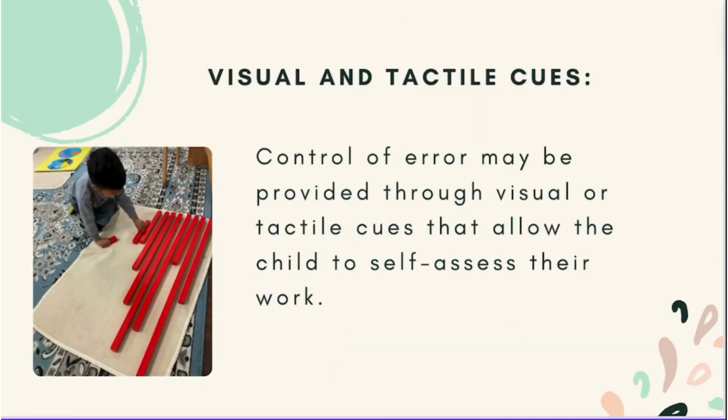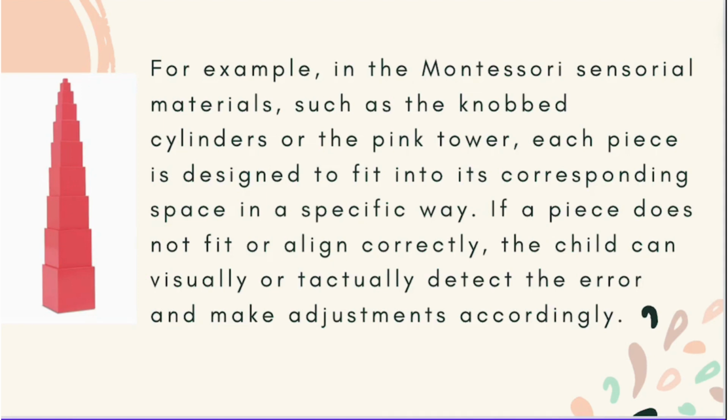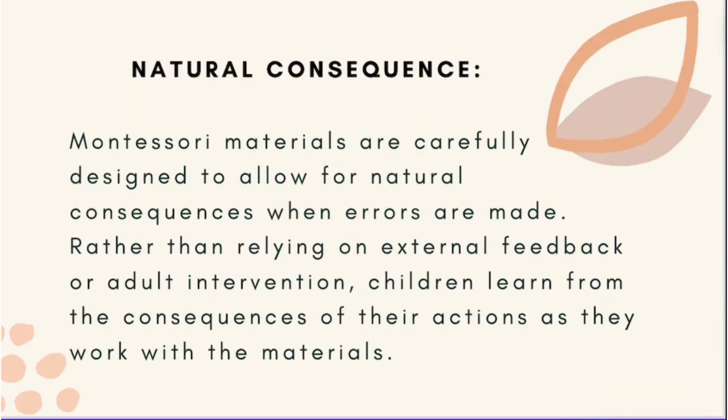Visual and tactile cues. Control of error may be provided through visual or tactile cues that allow the child to self-assess their work. For example, in the Montessori sensorial materials such as knobbed cylinders or the pink tower, each piece is designed to fit into its corresponding space in a specific way. If a piece doesn't fit or align correctly, the child can visually or tactually detect the error and make adjustments accordingly.